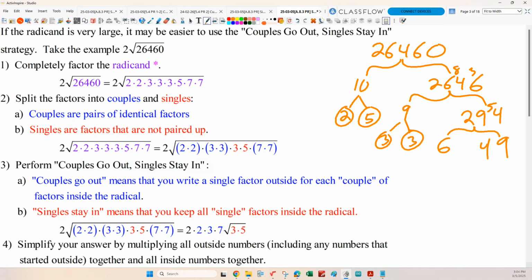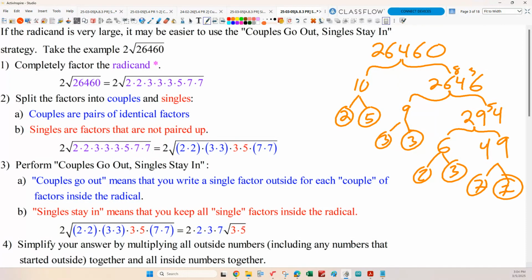6 breaks up into what? 2 and 3, and those are done. And the 49 breaks up into 7 and 7. And those are prime, so I can put circles around those. So we got this thing completely factored. What do you do next?